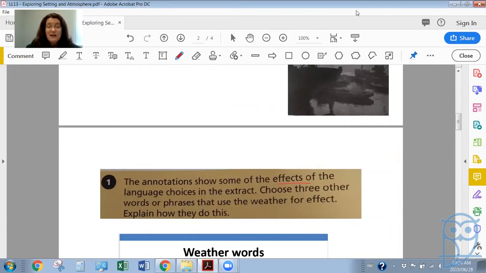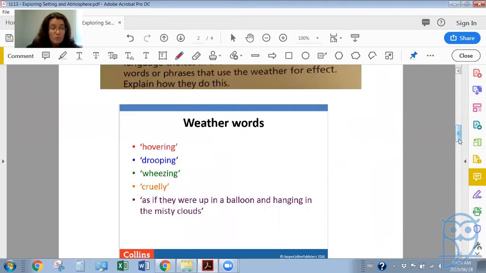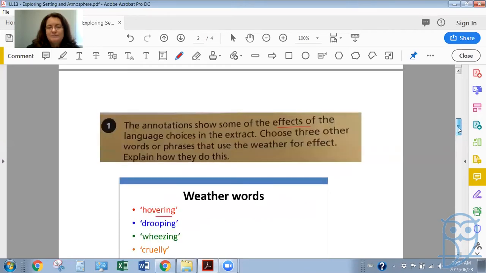Now, because we're running out of time, you're welcome to definitely contribute here on the chat. Go ahead and make comments. But I'm just going to show you the weather words that the teacher's resources point out. The fog hovers, it droops, people are wheezing, and it cruelly pinches the boy, and then there's that simile at the end. So let's look at how the fog hovers.